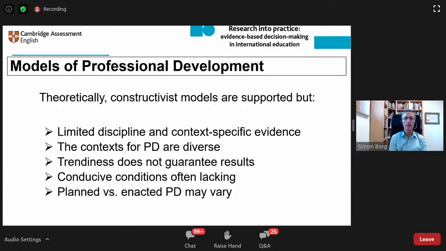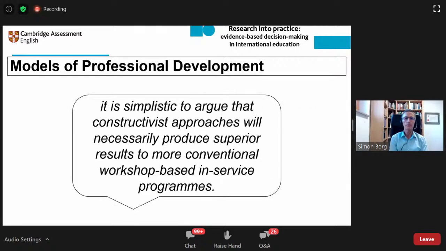So overall, then, the first point I'm making is that an important consideration when we're designing professional development initiatives is to be explicit about the model of professional development that's going to underpin our work, and to think through the implications of that model, and of course to make sure that the conditions in our particular context are supportive of that model.